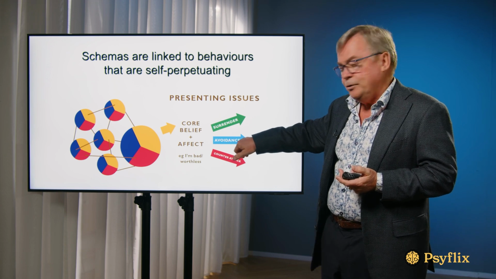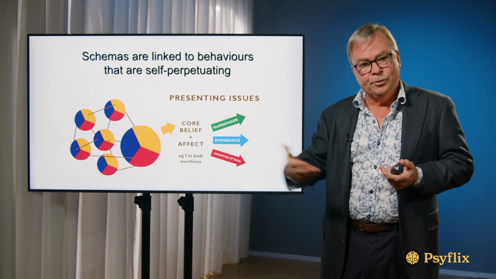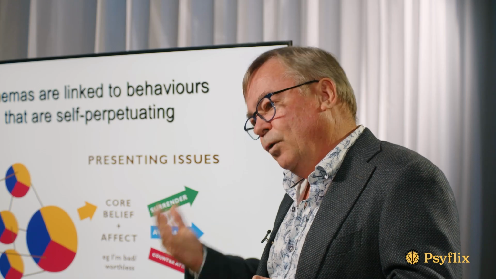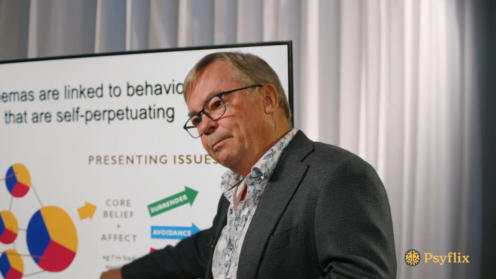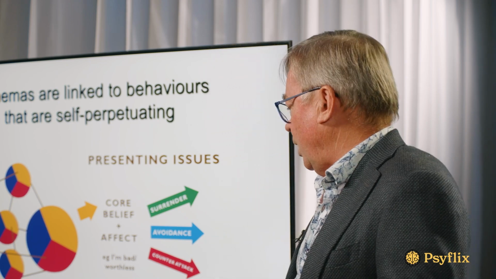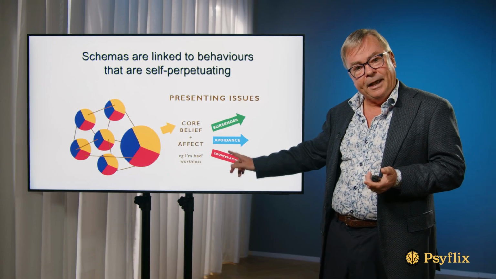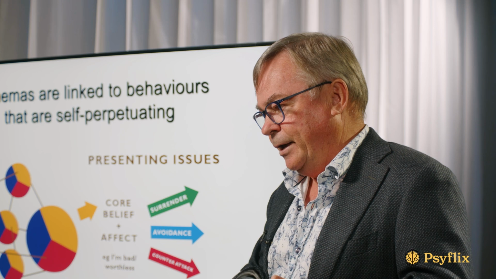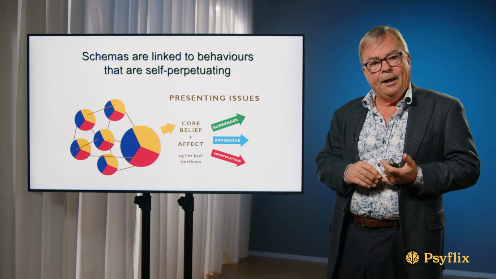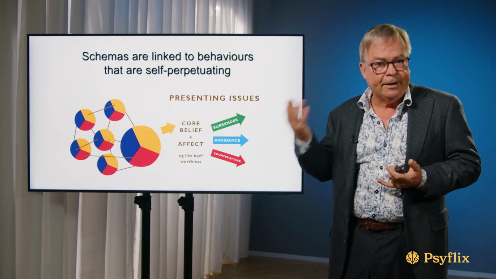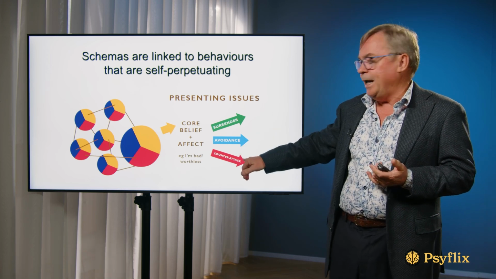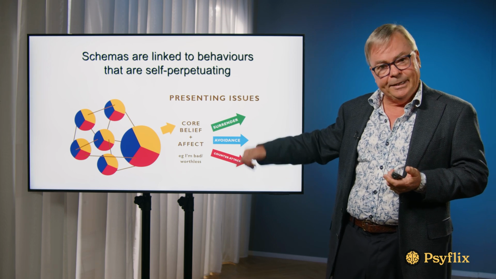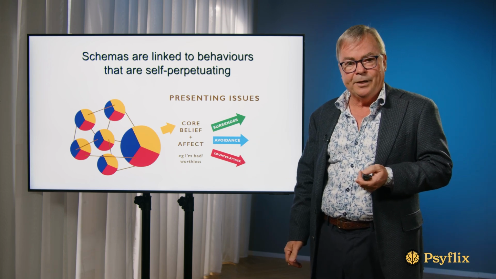Alternatively, they might use avoidance behaviours and not enter into relationships at all. Unfortunately, in doing that, they don't get the incompatible information that they're worthwhile. And the third thing that schema therapy tells us can happen is that the person might counterattack against the schema. So instead of believing I'm worthless, they act as if the opposite is true. They act as if I'm special, I'm better than other people. This is called counterattack. It's sometimes called inversion. In psychodynamic terms, it's called reaction formation.